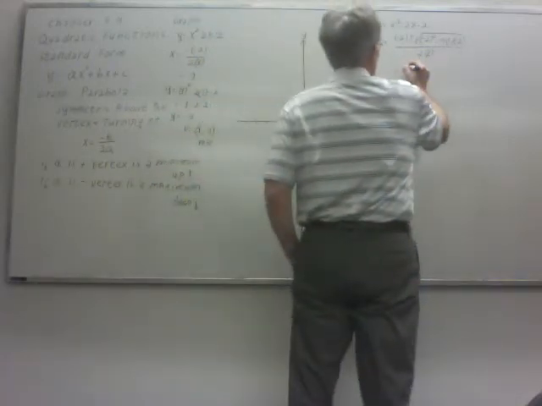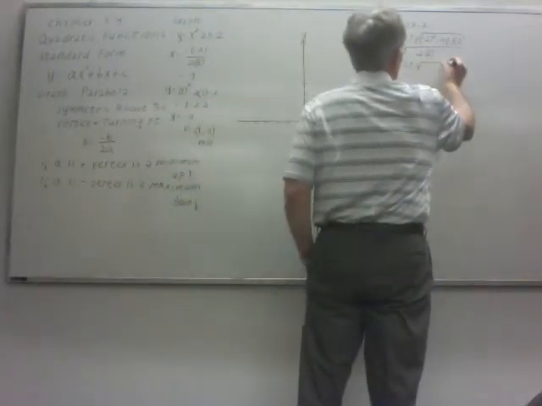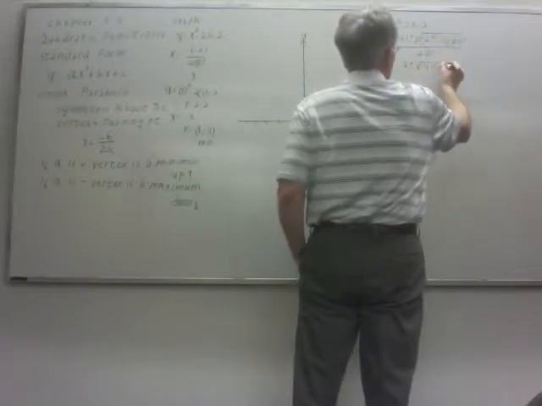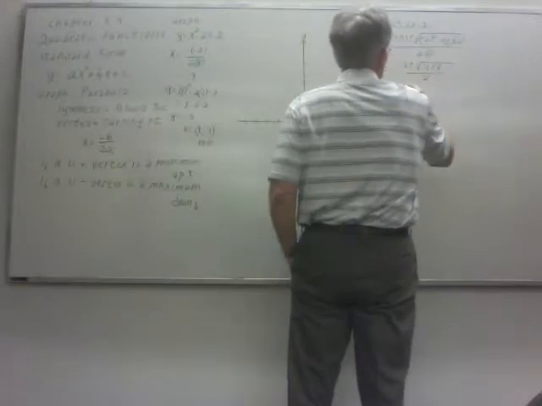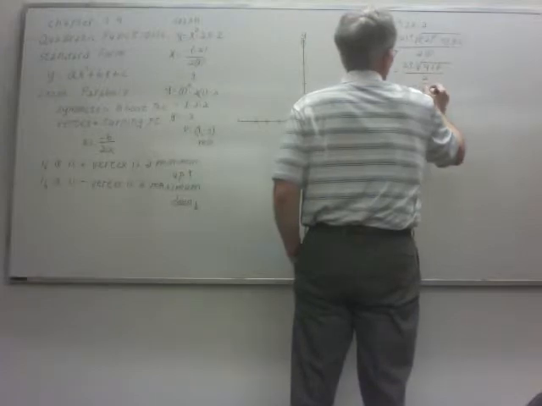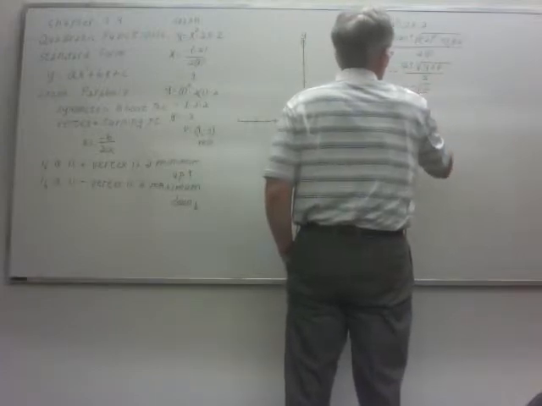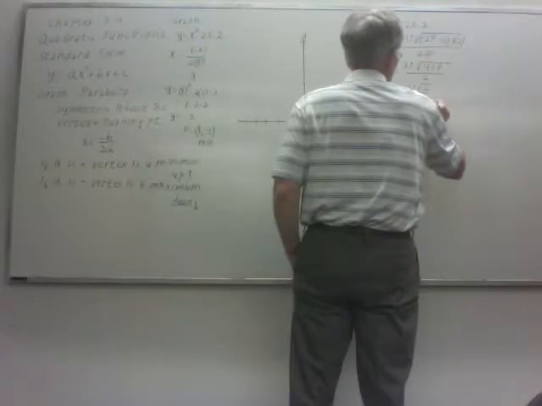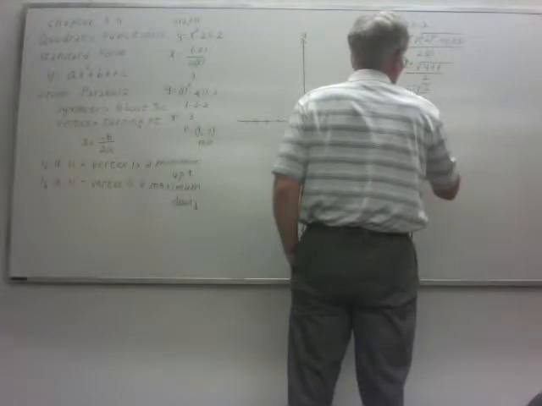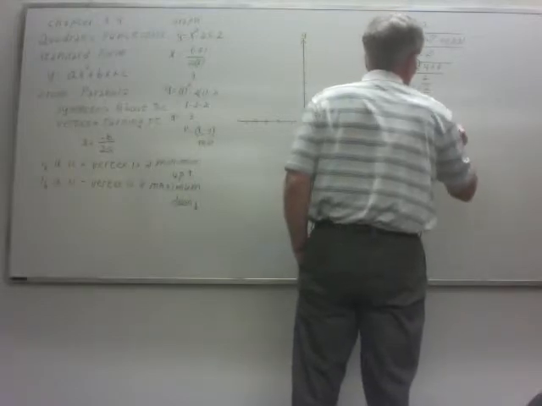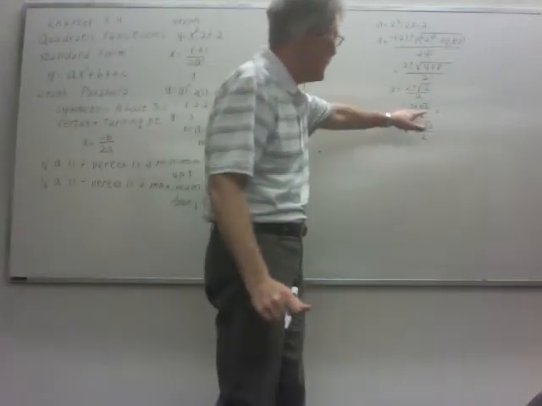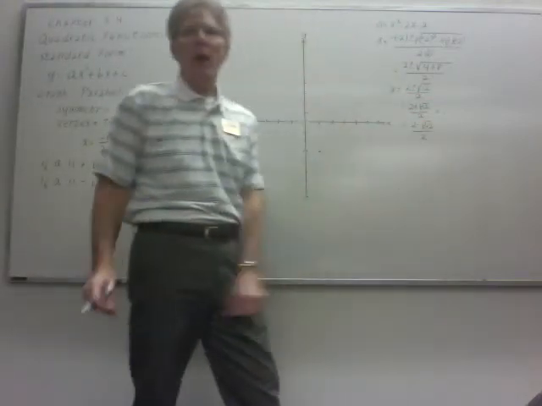It gives me 2 plus or minus the square root of negative 2 squared is 4. Negative 4 times negative 2 is positive 8, all over 2. So I've got x equals 2 plus or minus the square root of 12 over 2, which means I've got 2 plus the square root of 12 divided by 2, and 2 minus the square root of 12 divided by 2, and this is where your calculator comes in handy. Okay? I'm going to take the square root of 12, which I'm assuming is about 3.4.